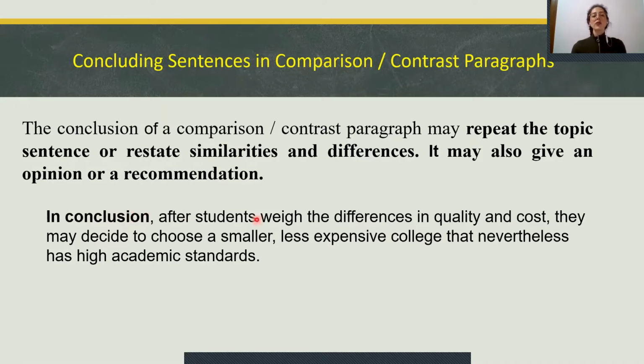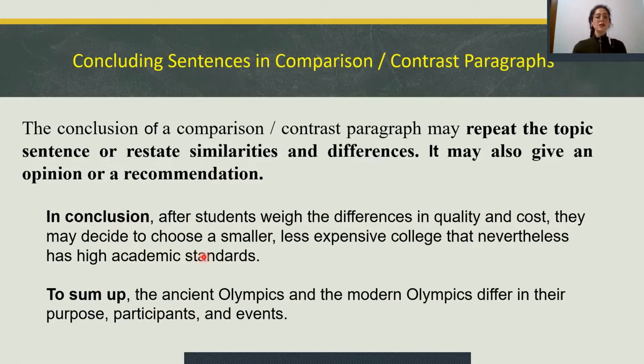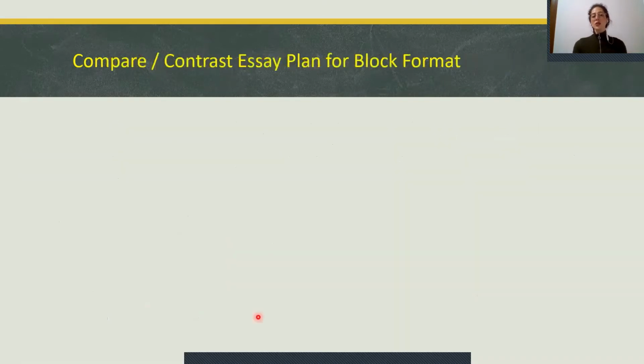In conclusion, after students weigh differences in quality and cost, they may decide to choose a smaller, less expensive college that nevertheless has high academic standards. It's a perfect concluding sentence. And to sum up, the ancient Olympics and the modern Olympics differ in their purpose, participants, and events. Okay, guys, just restating the topic sentence and summarizing all the ideas in the article. I'm continuing.